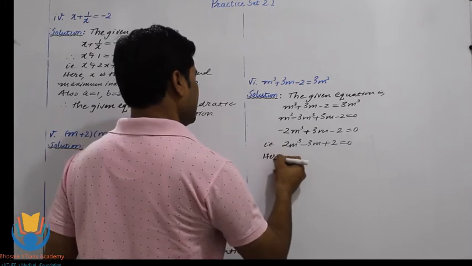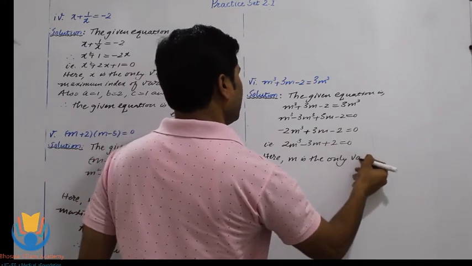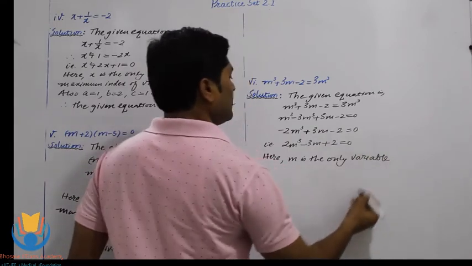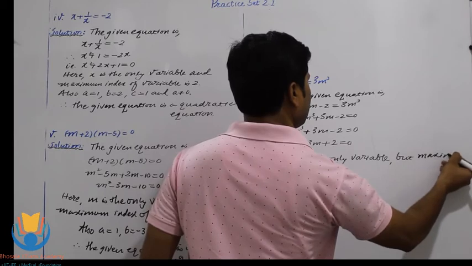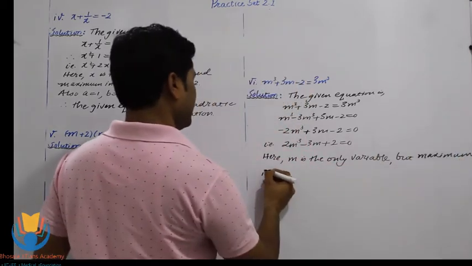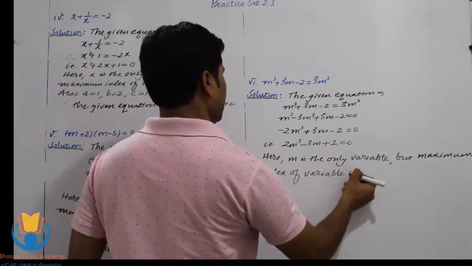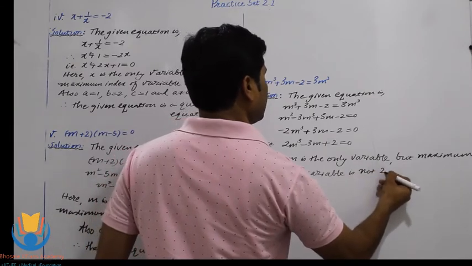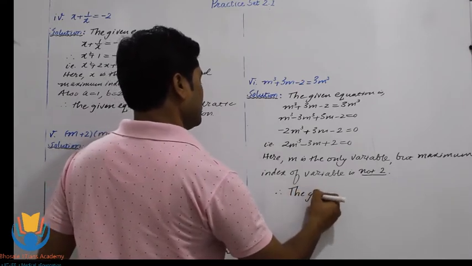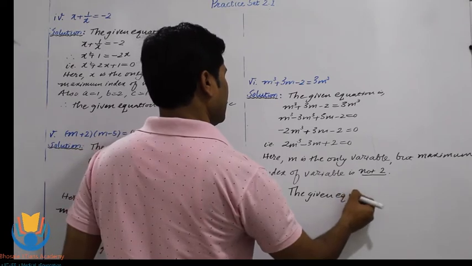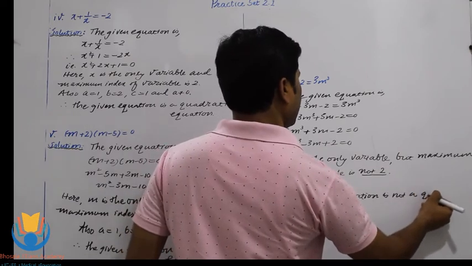So let's write the same here. m is the only variable, but the maximum index of the variable is not 2, therefore the given equation is not a quadratic equation.